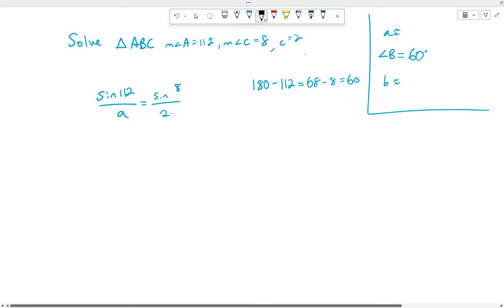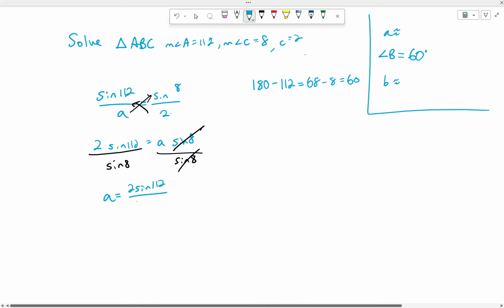Now I've got to for sure do a cross product, right? So I have 2 times the sine of 112 is equal to a times the sine of 8. And then I've got to get a by itself. So I'm going to divide both sides by the sine of 8. Because remember, the sine of 8 is just some number. So that's going to factor out. So a is going to be exactly equal to 2 times the sine of 112 over the sine of 8, which we're going to go to our calculator.